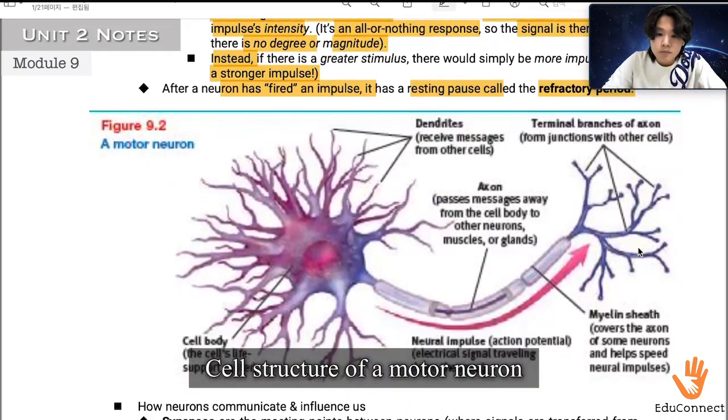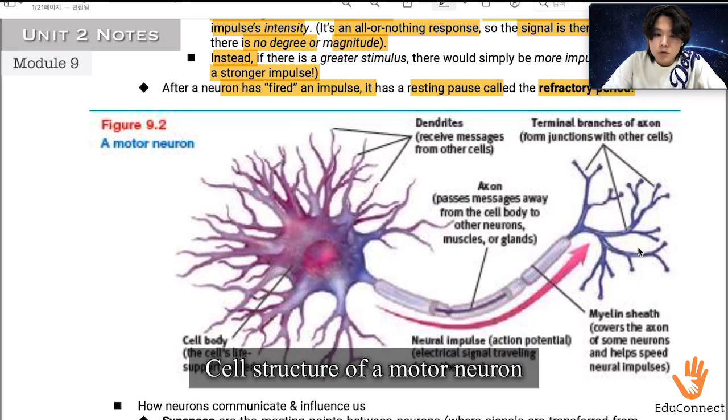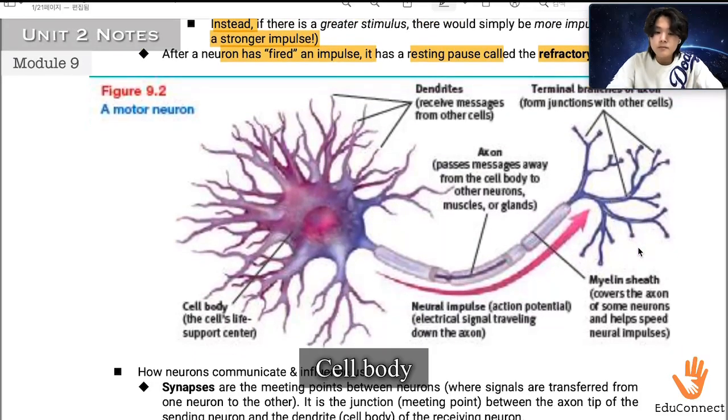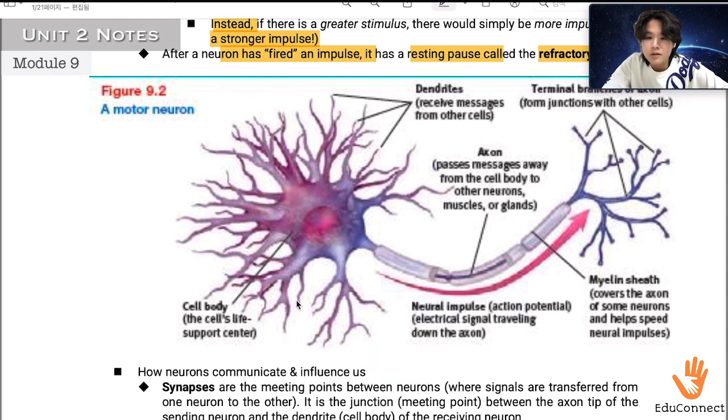Now, this is the cell structure of the motor neuron. As you can see, the cell body is the huge block on the top left, and it's the cell's life support center. Those tentacle-looking tree branches that you see are called the dendrites, and they receive messages from other cells. The long stick attached to the cell body is called the axon. It passes messages away from the cell body to other neurons, muscles, or glands.